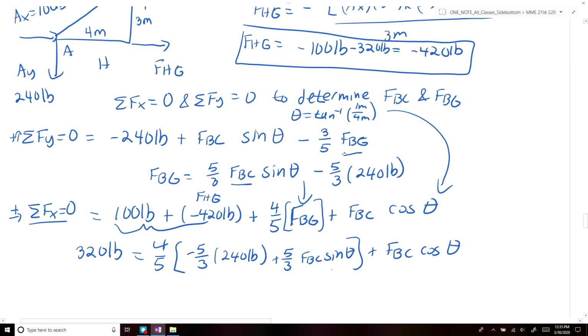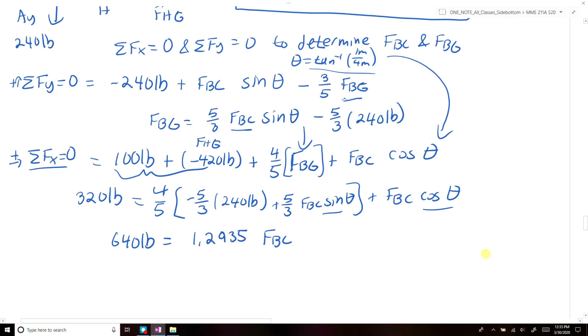All right, since we know what sine theta and cosine theta are, since we can determine theta, if you evaluate this whole bunch of equations, you'll end up getting 640 pounds is equal to 1.2935 times F_BC. Once you have that, you can then solve for F_BC. F_BC would be equal to 494.77 pounds.